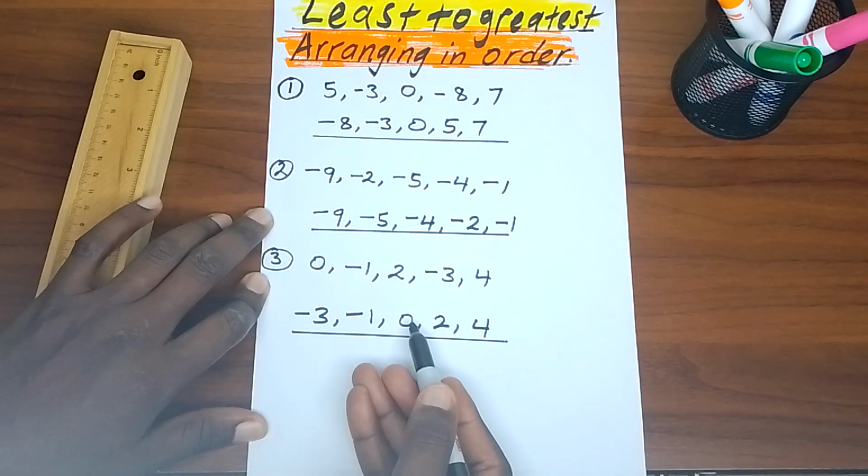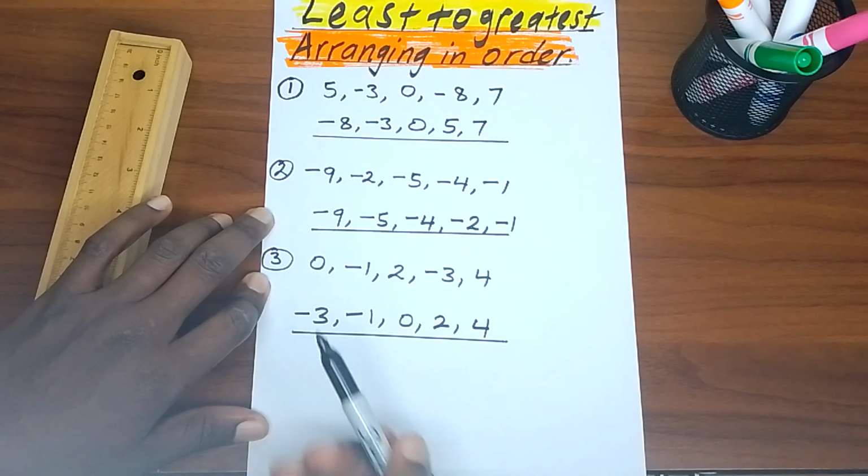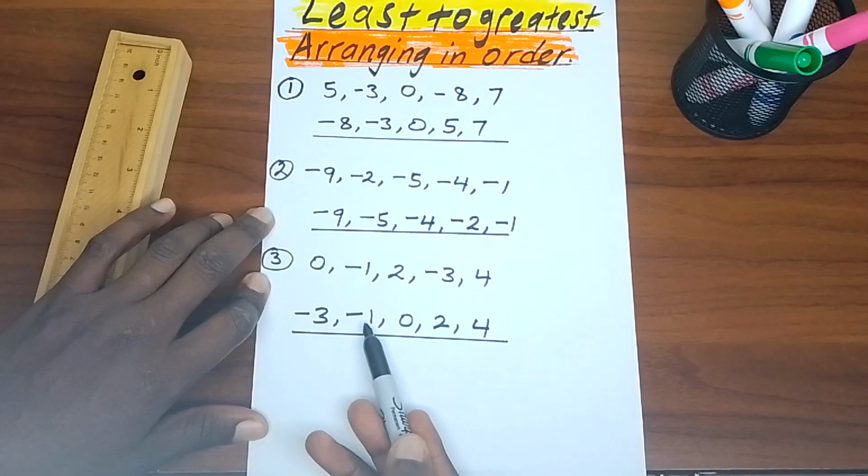So we have a 0 here, we have -1, we have -3. Why? Because -3 is far away from 0 than -1.